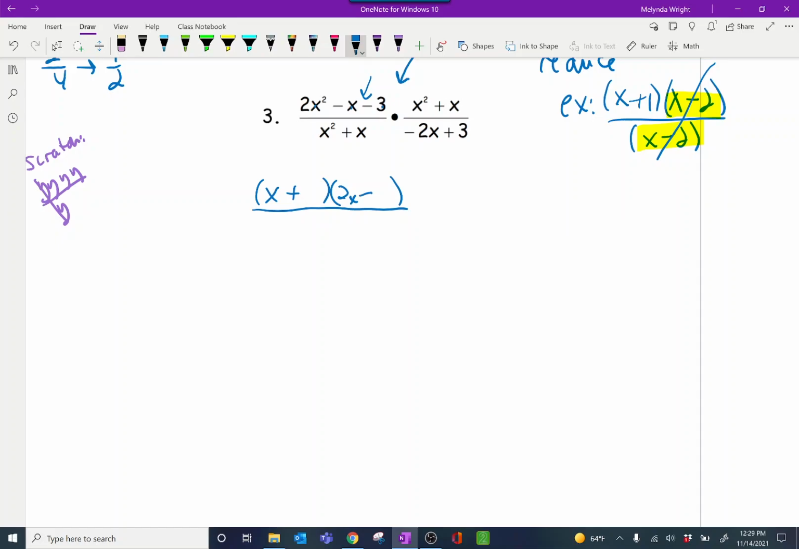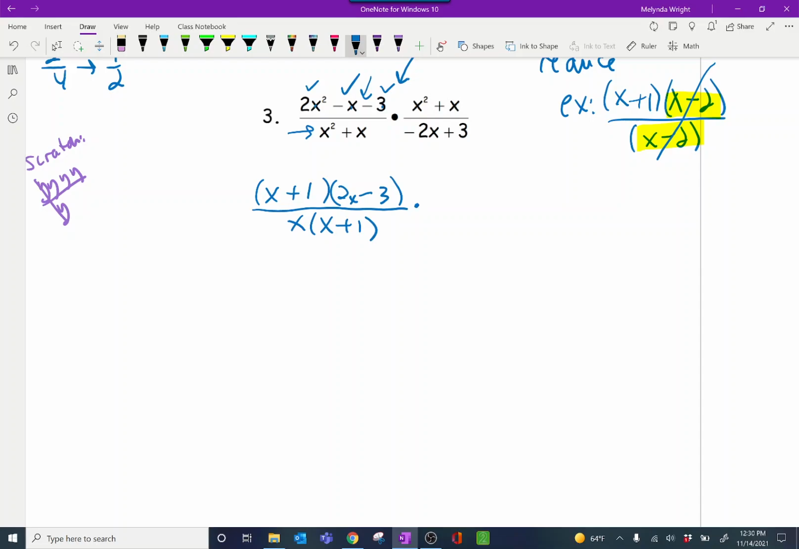3, the only way to get 3 is 1 times 3. Let's try a 1 and a 3 and check it out. x times 2x is 2x squared. That checks. 1 times negative 3 is negative 3. That checks. Now outside, inside: a positive 2x times a negative 3x gives us a negative 1x, so we did that correctly. In the denominator, we have a greatest common factor of x, so let's factor that out. Great, so we've got the multiplying.